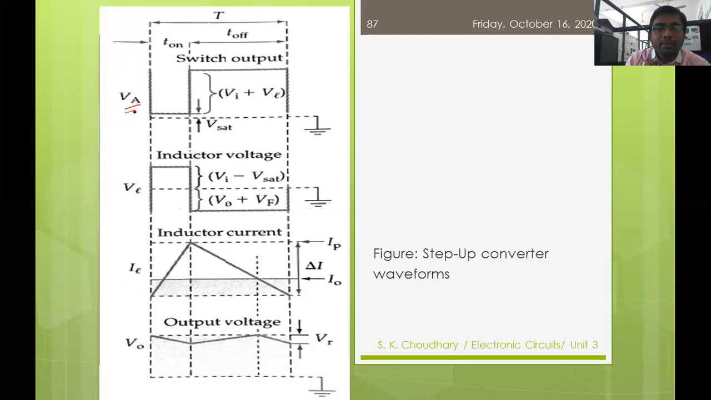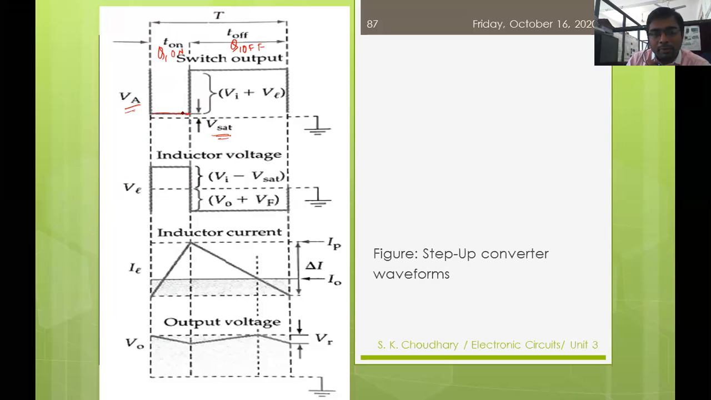This is the VA, meaning the voltage across the switch when Q1 is on and Q1 is off. So T on means when Q1 is on, and T off means when Q1 is off. During the time the transistor switch is on, the voltage of the transistor is very low, positive but very small. It is nothing but the V sat. That's why this level is shown here.